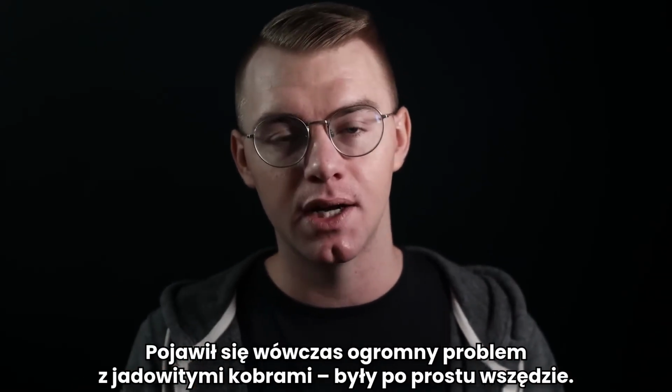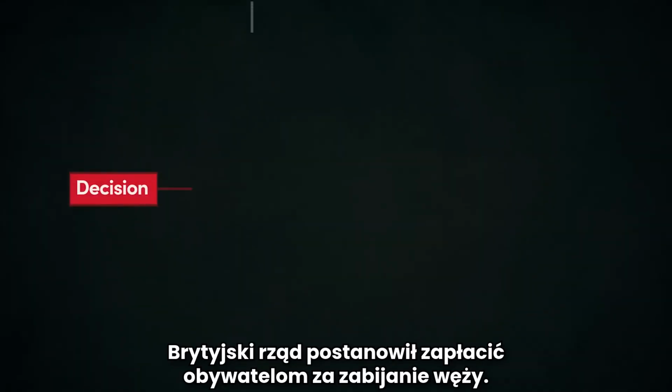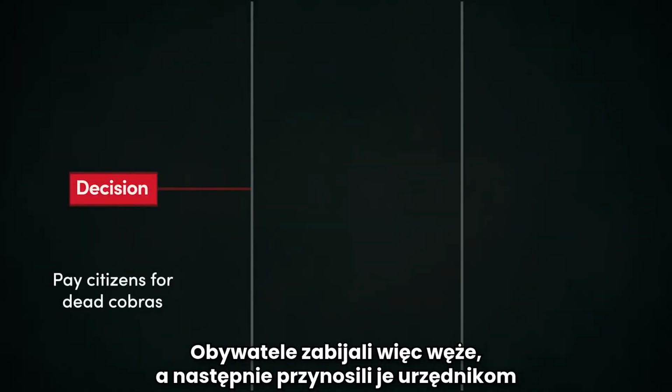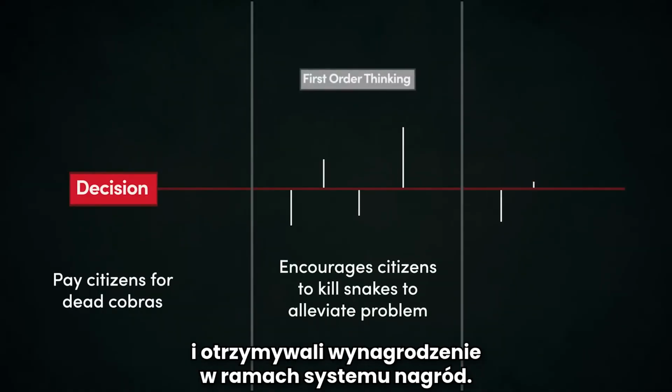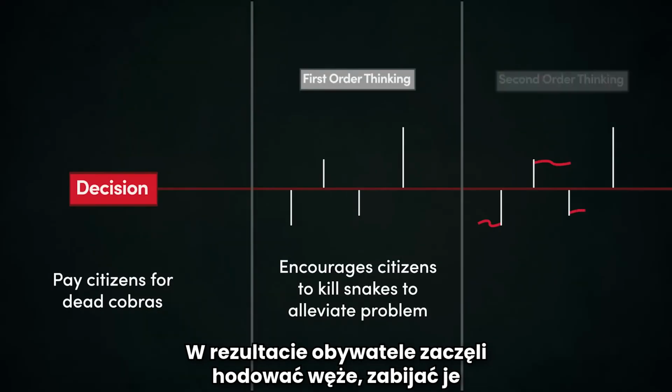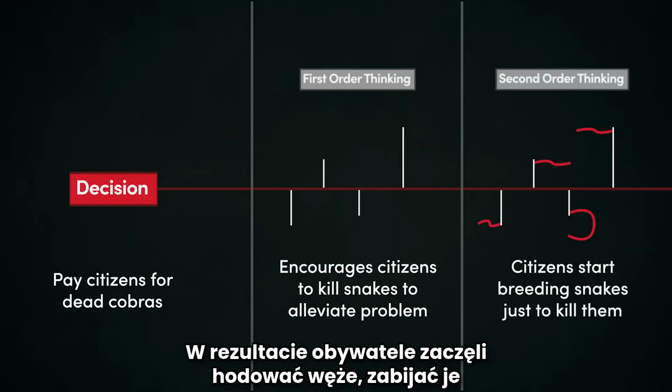They were just everywhere. What the government did was they decided to pay citizens to kill snakes. So citizens would kill the snakes and then bring them to the government and they get paid for it, kind of like a bounty system. What ended up happening was the citizens just started breeding snakes so they could kill them to make more money.